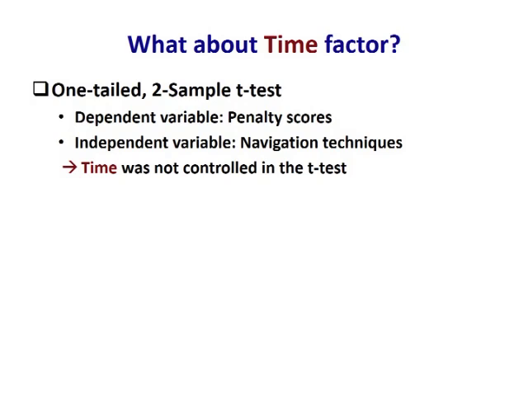What about the time factor? Penalty scores might be affected by the task completion time as well as different navigation techniques, because different navigation techniques inevitably provide different navigation speed. You may wonder whether FWIP showed better results than JES because the navigation speed of FWIP simply is much slower than JES. Is it true? We cannot answer this reasonable doubt because the time factor was not controlled in the t-test.